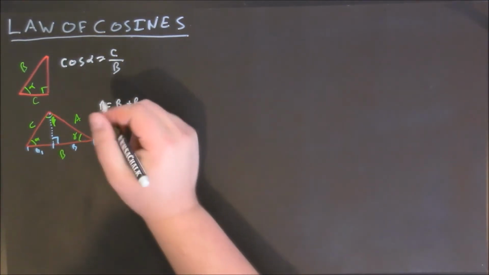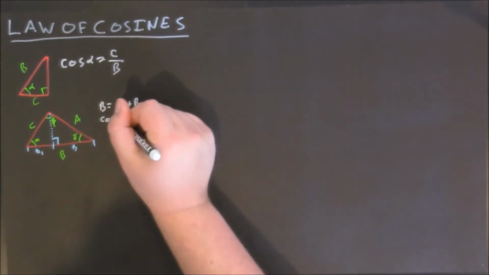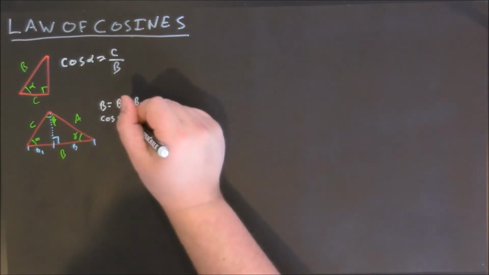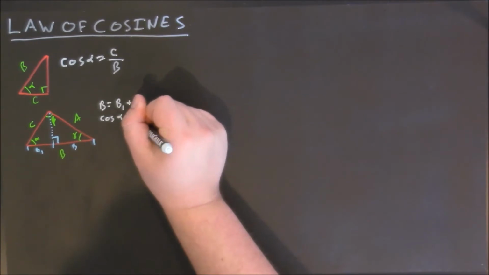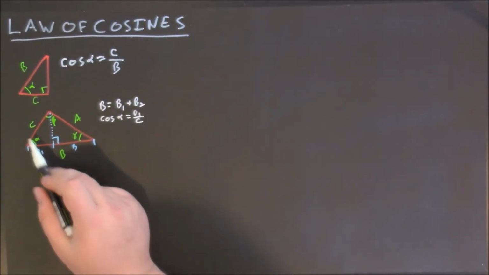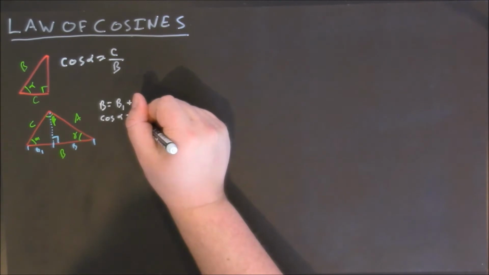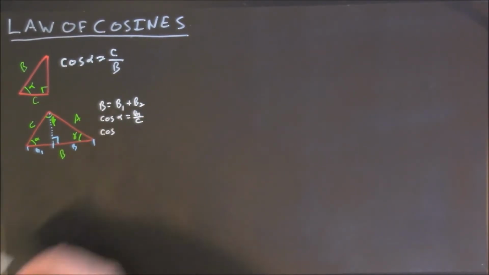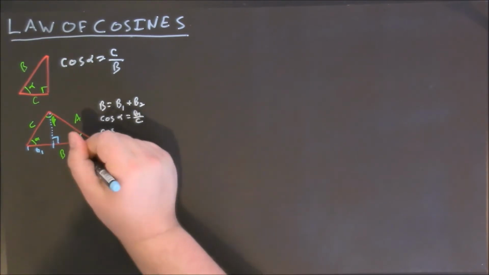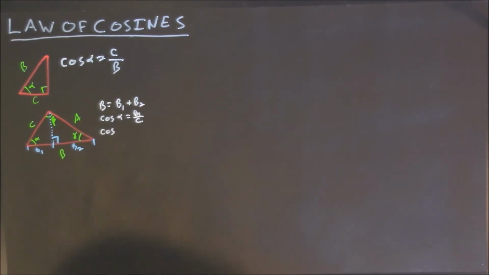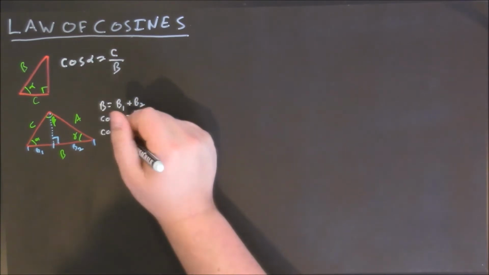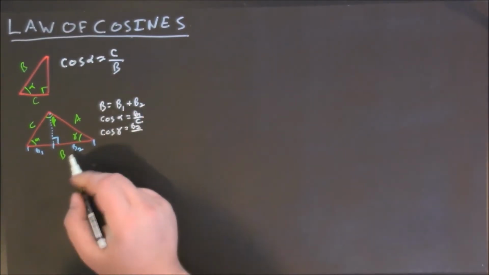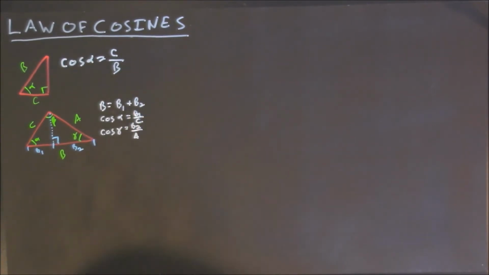And now we could take the cosine of alpha as B1 over C. So it's the adjacent side over the hypotenuse. And we can find that the cosine of gamma, sorry, this should be B2, the cosine of gamma is equal to B2, the adjacent side, over A.